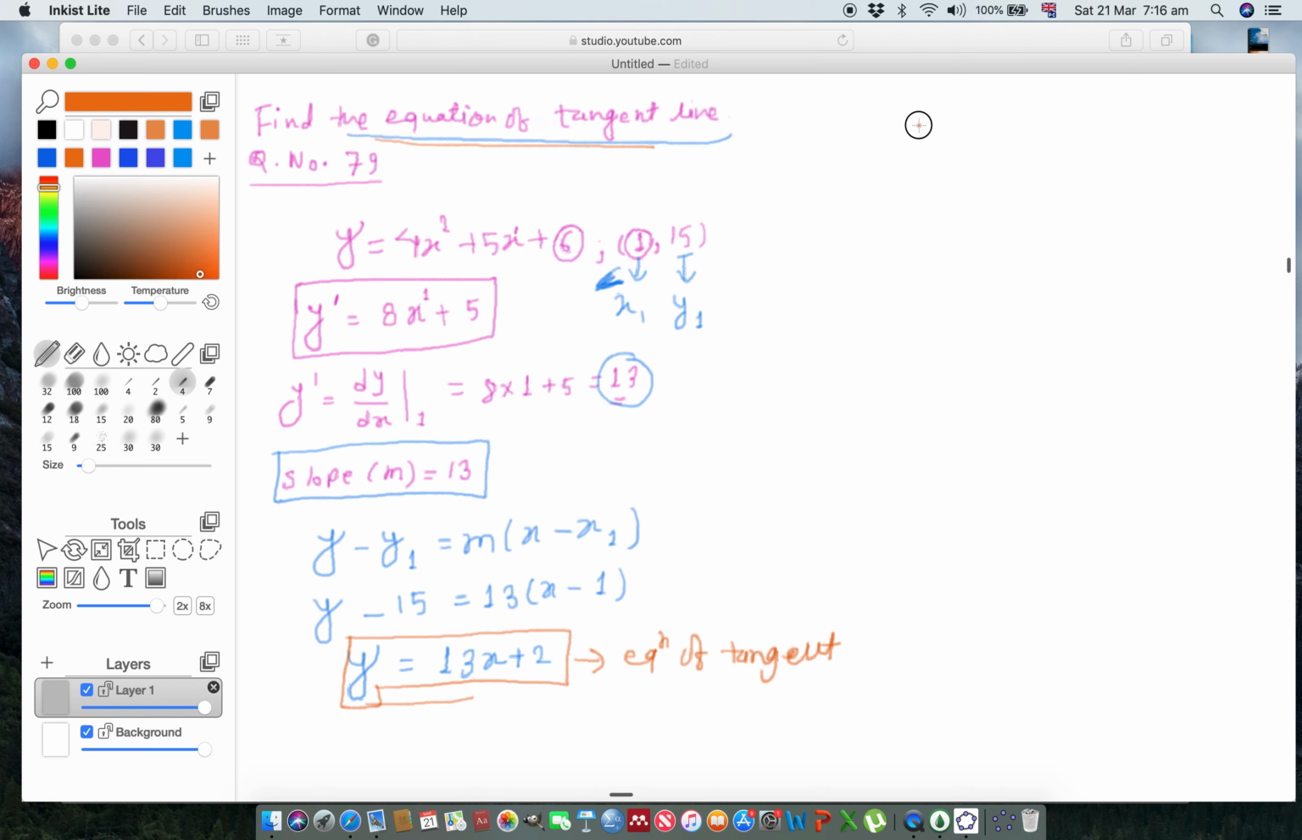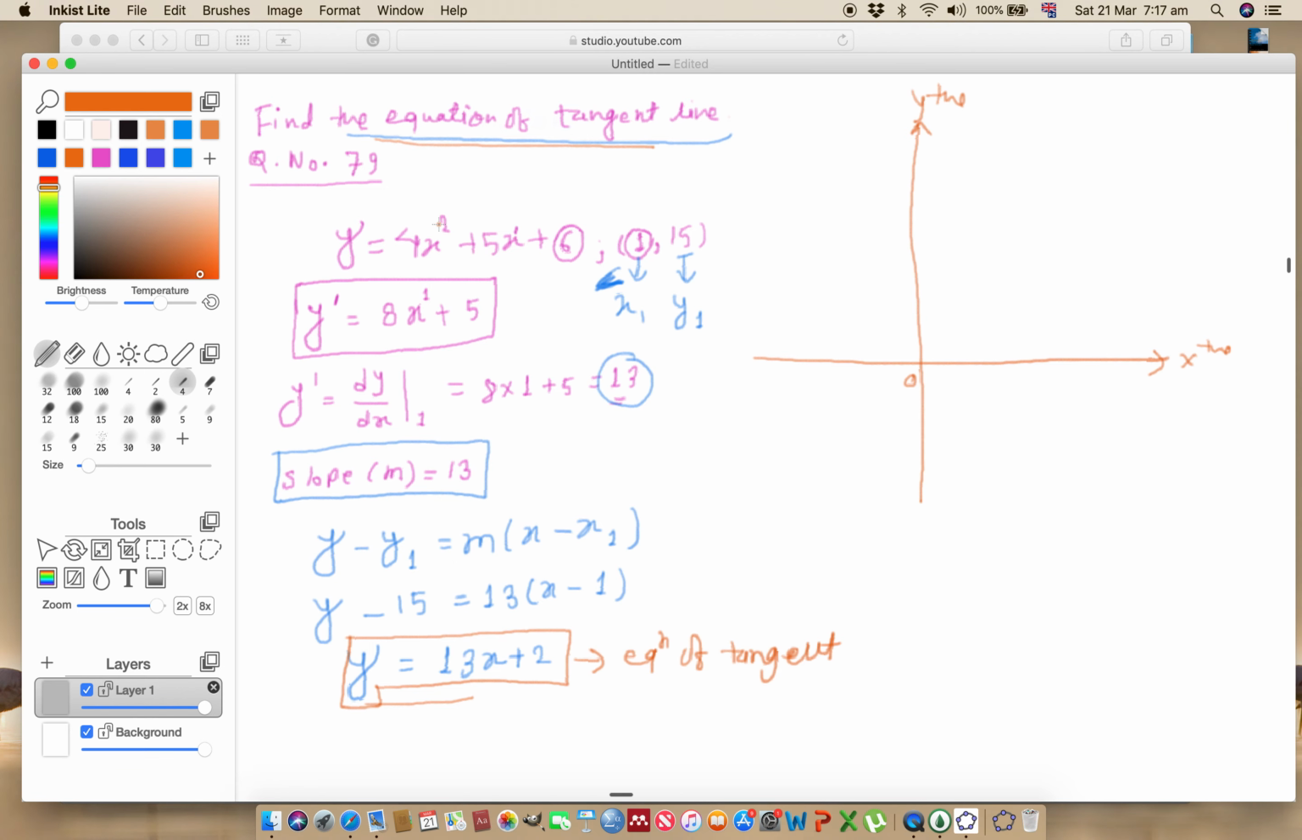What does it mean? When we look at a graph, this is the positive x-axis, the origin, and this is the positive vertical axis. It might be a parabola. Why did I say parabola? Because the highest degree of the equation is 2. The parabola is here, and the function f(x) is equal to 4x squared plus 5x plus 6. This equation represents this parabola.